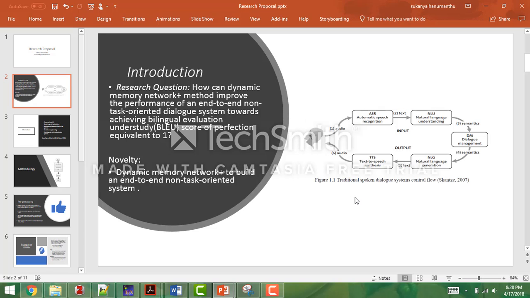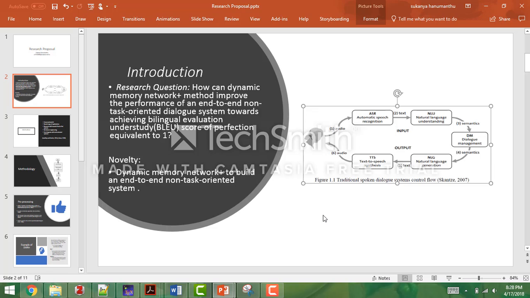But in this project, we're not going to do the automatic speech recognition and text to speech synthesis, but we will be doing the natural language understanding, dialogue management, and the natural language generation. We'll be mostly focusing on the data analysis and the natural language processing of this project. So this is the dialogue system model.